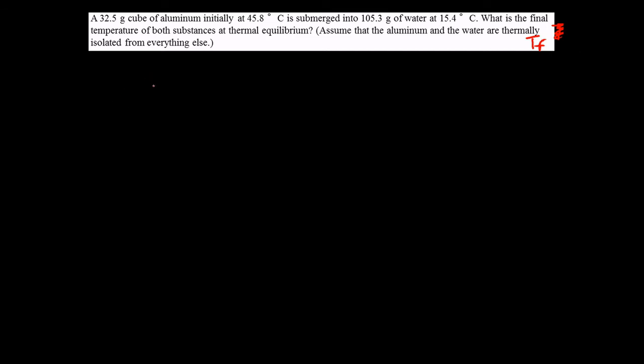All right. I hope you gave this one a shot, and I hope that you were able to work it out. If not, or even if you did and you just want to see how someone else works through it, let's go ahead and work through it together. So let's first of all write down what we're given. We are told that the mass of the aluminum is 32.5 grams. We are told that the mass of the water is 105.3 grams.